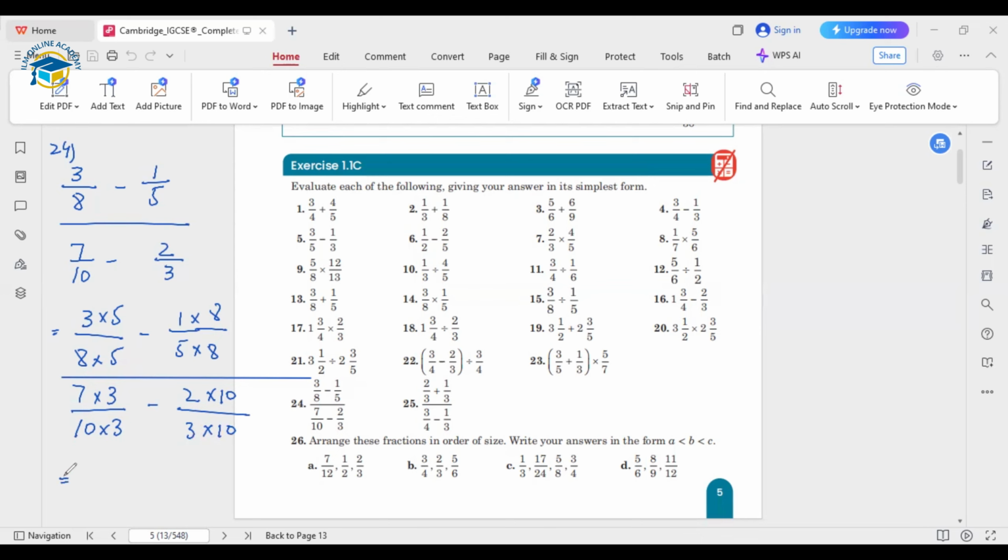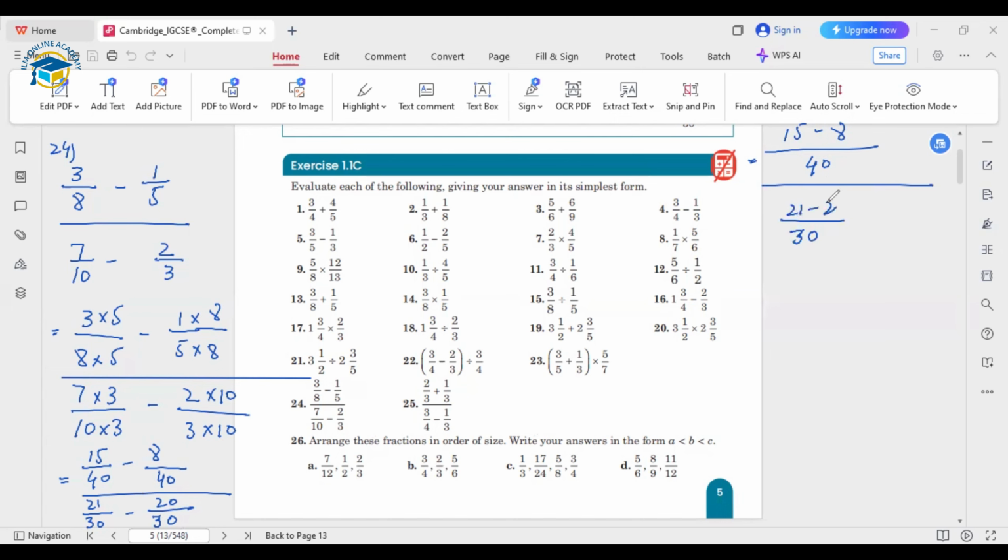So let's simplify it further. 3 5 times 15, 8 5 times would be 40, 8 1 times 8, and 5 8 times 40. Next here 21, 7 3 times and 10 3 times would be 30, 10 2 times 20, and then again 10 3 times 30. So as we got the similar denominator, you can write it at one time, 15 negative 8. Here we need to write 30 and 21 negative 20.